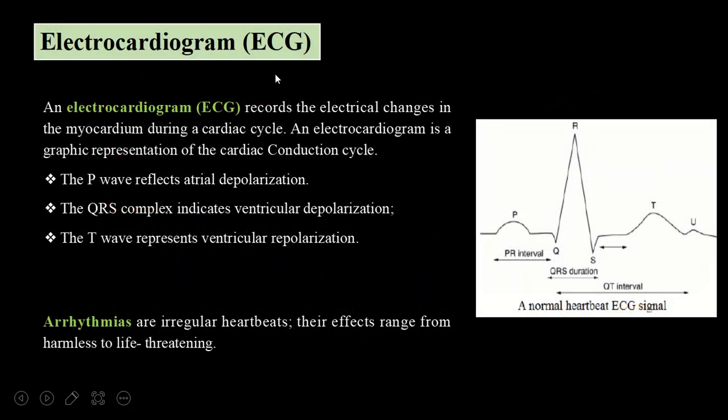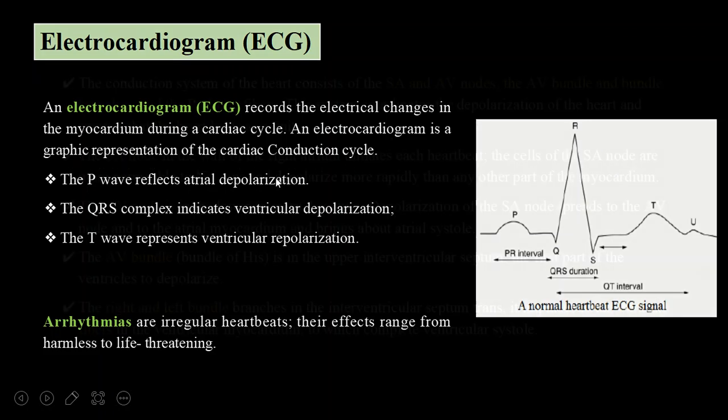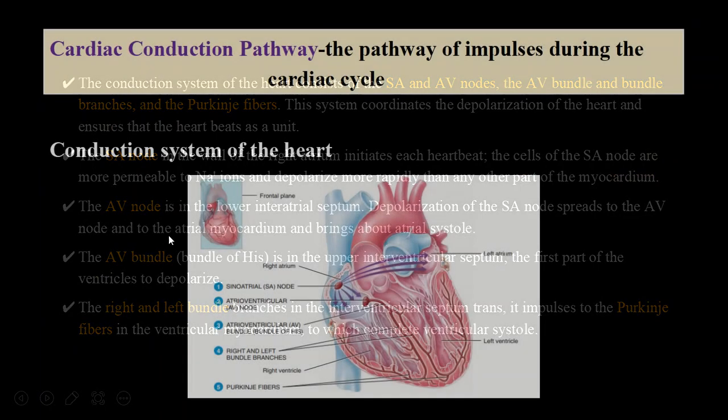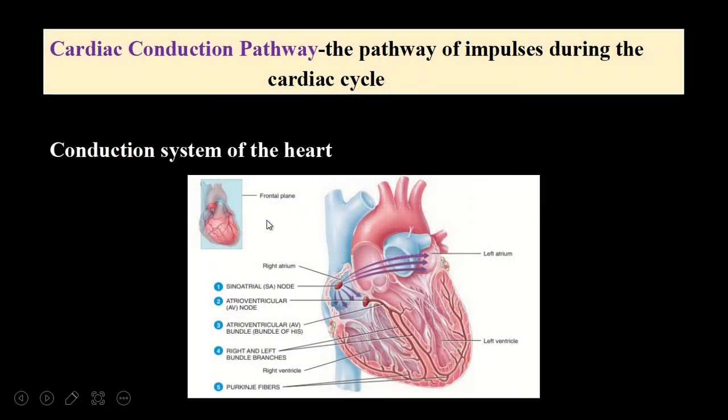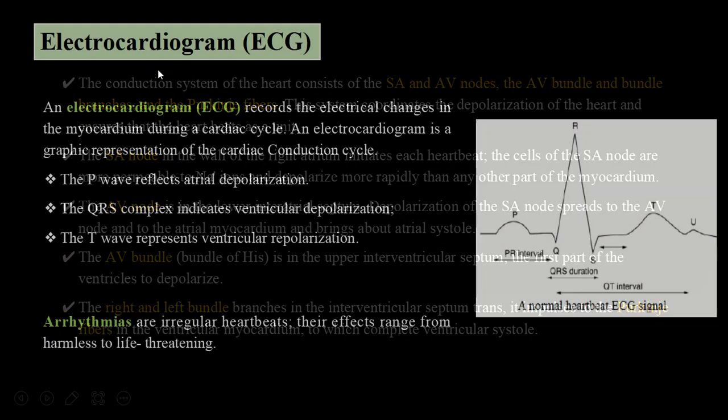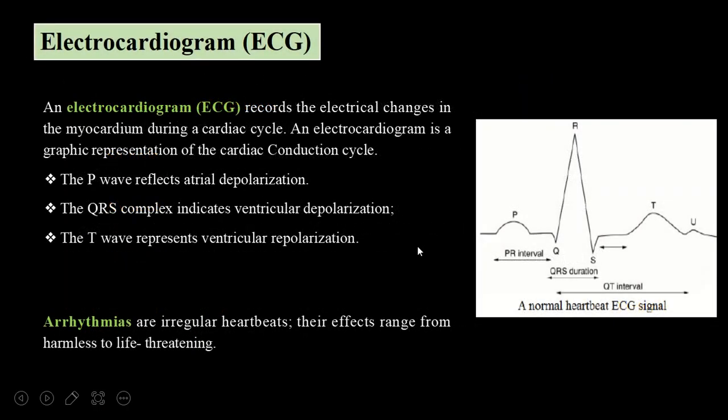We also have the electrocardiogram, or the ECG. The electrocardiogram records the electrical changes in the myocardium during a cardiac cycle. It is a graphic representation of the cardiac conduction cycle. This is the cardiac conduction pathway, and what happens here is represented by the electrocardiogram.